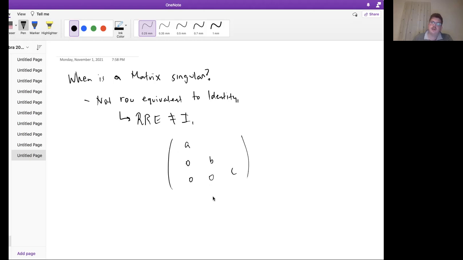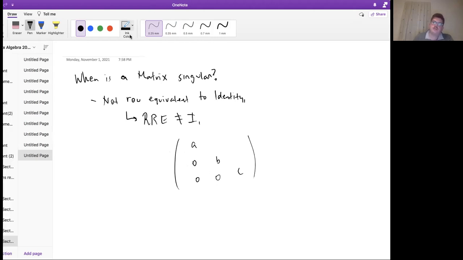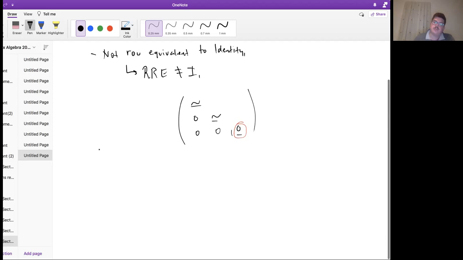Sure. That's what I was looking for, yeah. You must have at least one row full of zeros. So you could have something here, something here. We know if all of these three entries are not zero, then it has to be row equivalent to identity. So at least one of these must be zero. So at least one row is full of zeros.